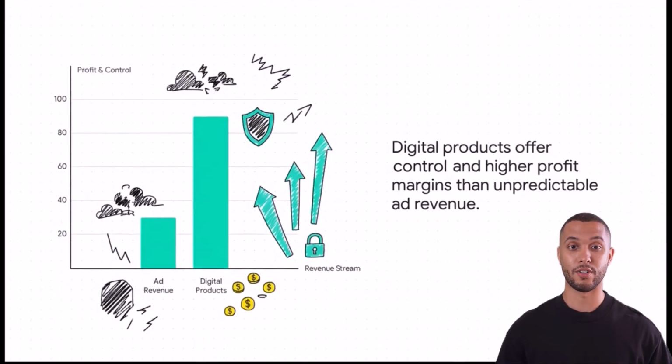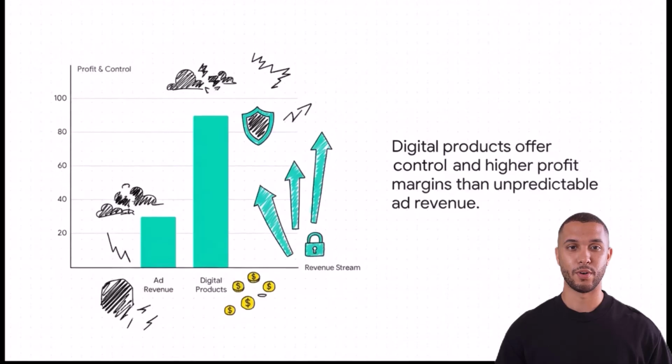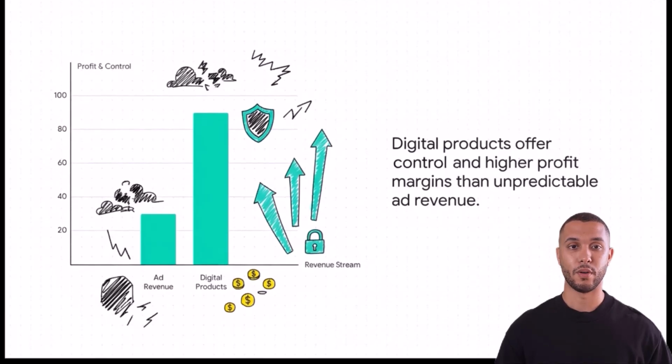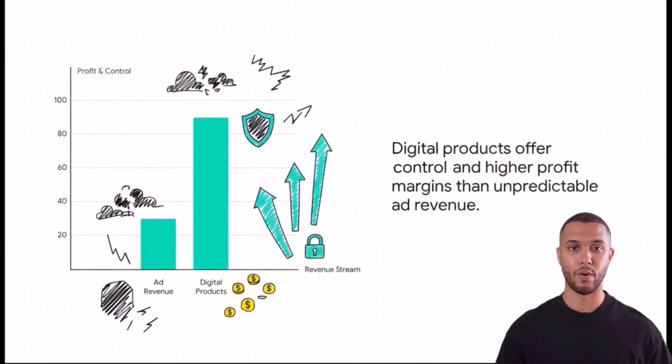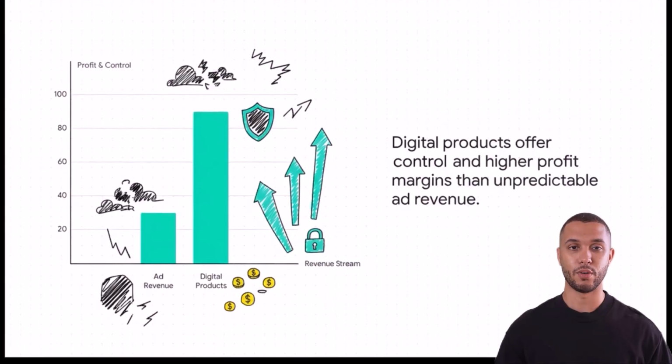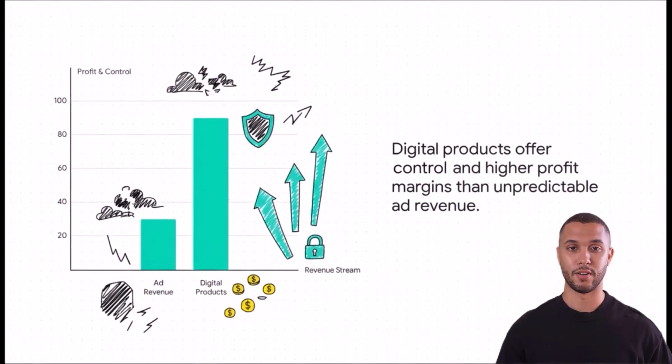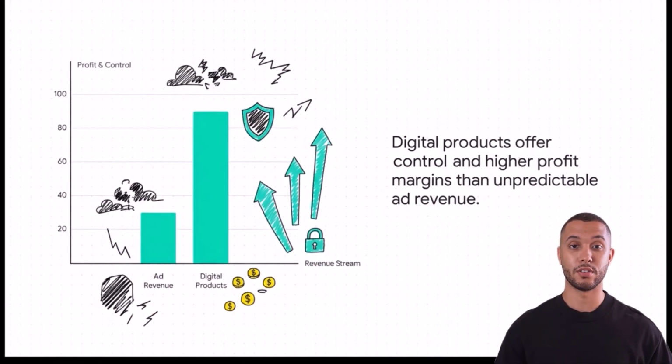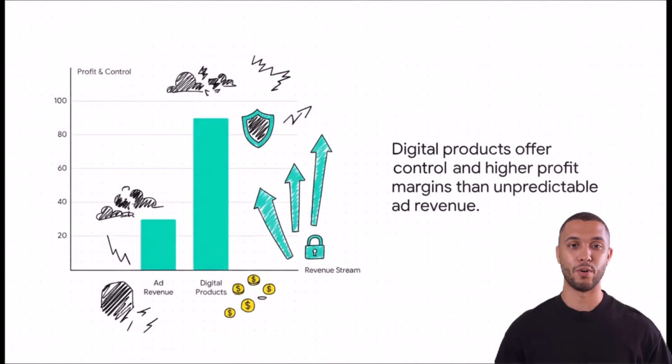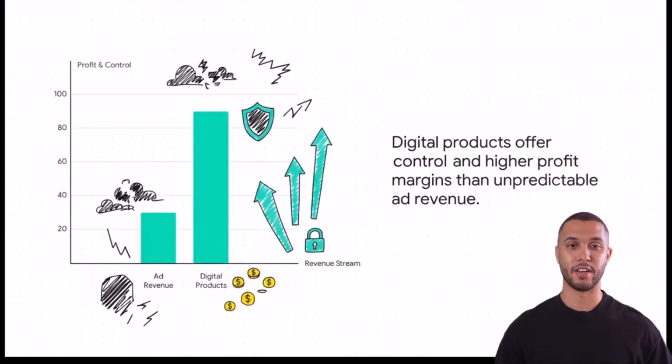You know, a lot of creators chase ad revenue, but just look at the comparison here. Ad revenue can be a total roller coaster, up one month, down the next. But digital products, they put you in the driver's seat. We're talking higher profit margins, way more stability, and total control. You own it, so you get to price it.